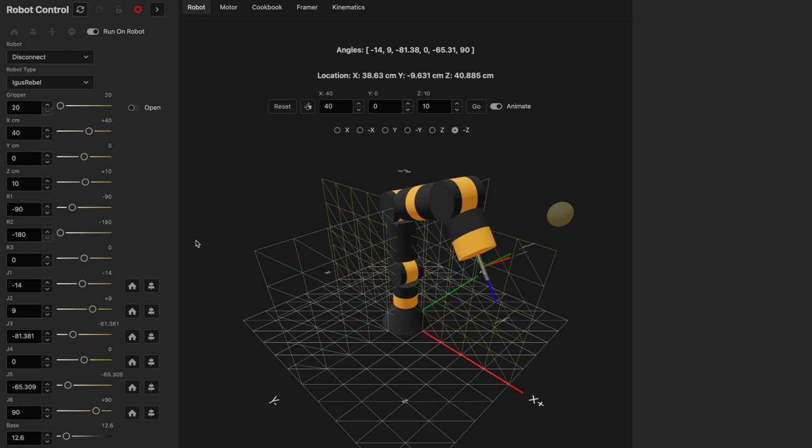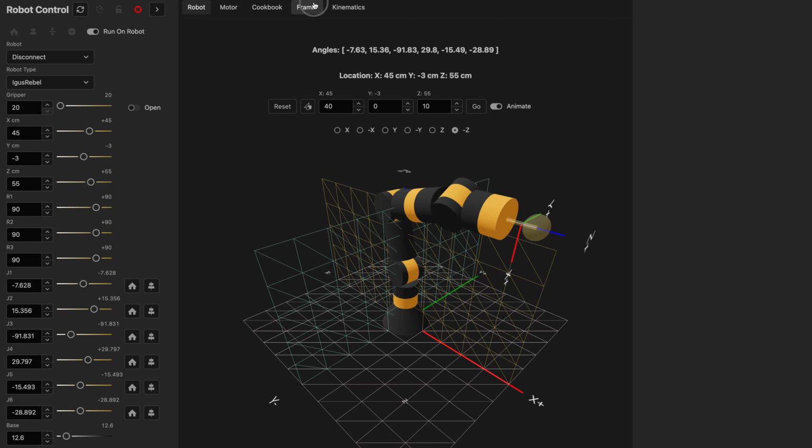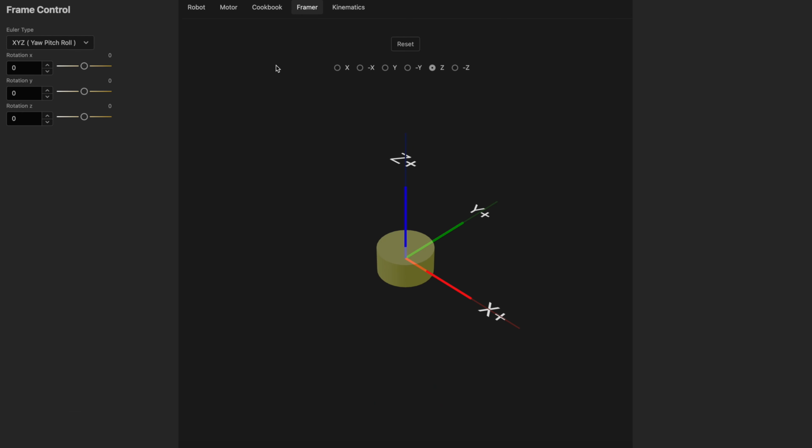Okay, but how can I go from an X, Y, Z position in space to 6 joint angles to set the robot to? Well, to understand that, we have to first understand what a frame is. This is called a frame. A frame is basically an XYZ coordinate system that exists in a specific location and has a specific rotation.